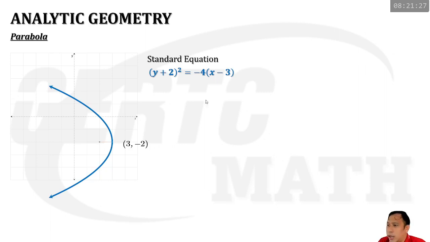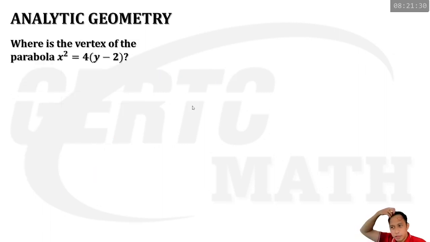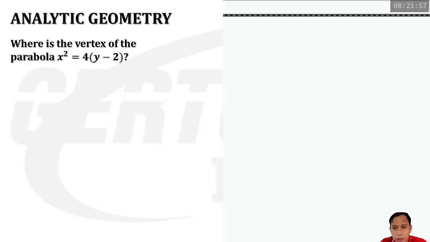Okay? Example tayo. Ito. Where is the vertex of the parabola? X squared is equal to 4 times y minus 2. Okay? You know what? Even though the question is as easy as this, no? Maraming hindi marunong mag-solve, no? I'll tell you honestly, as in, even though it's as simple as that. Okay? Sige, so solve natin yan.